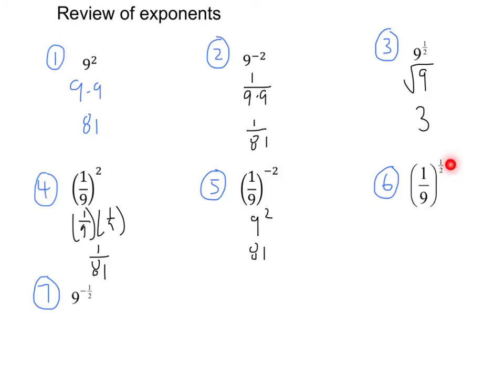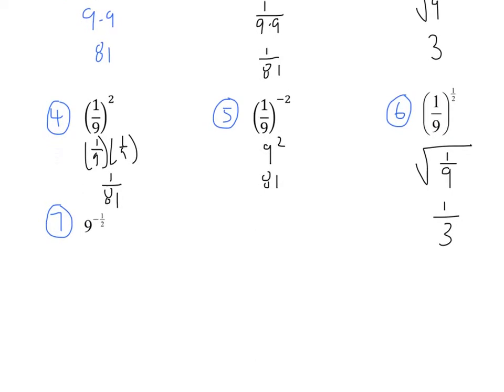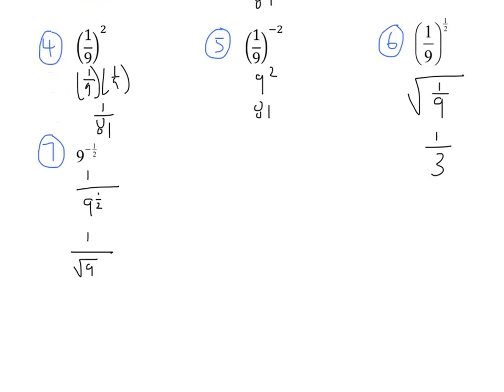Okay, next one. We've got 1/9 to the 1/2. Again, this means a square root. It's the square root of 1/9, which is 1/3. And then lastly, this one is probably the trickiest one. You've got 9 to the negative 1/2. Again, we've got that negative exponent, so that means it's the inverse. We're not really multiplying, it's going to be a division. So this is the same thing as 1 over 9 to the 1/2, or in other words, 1 over the square root of 9, which is 1/3.